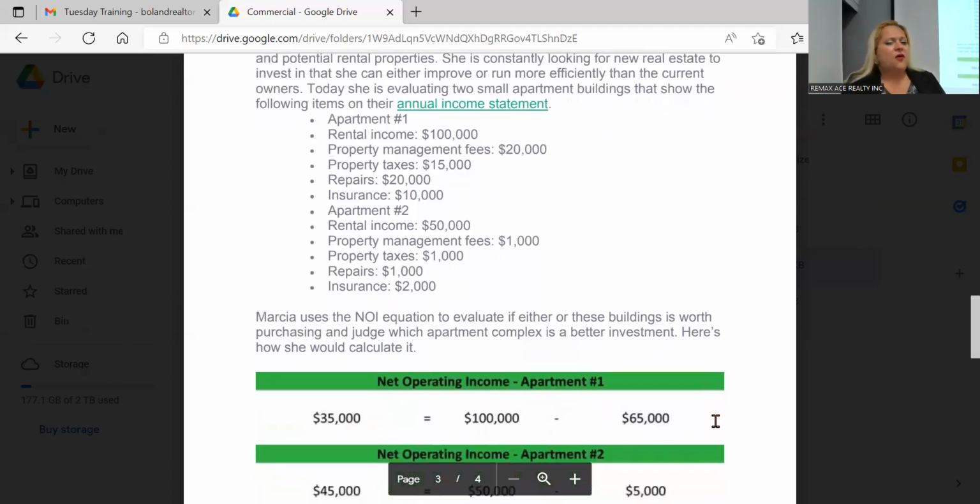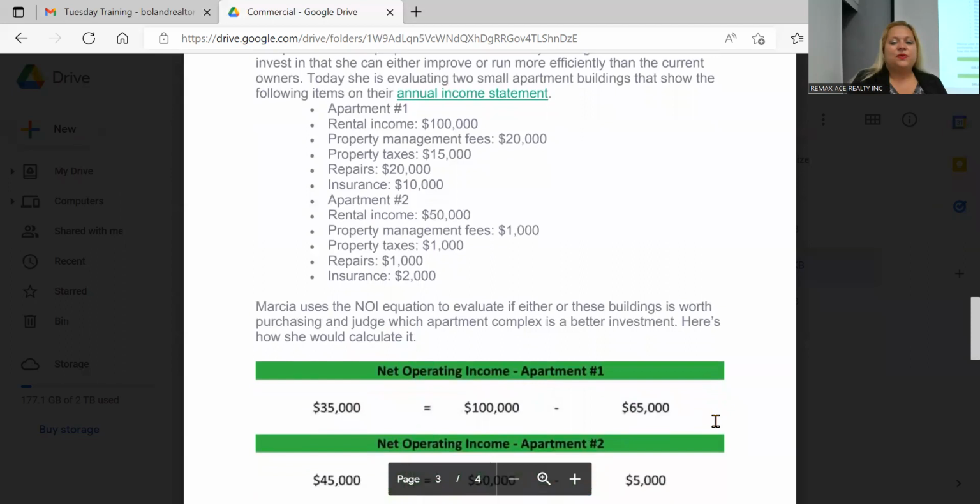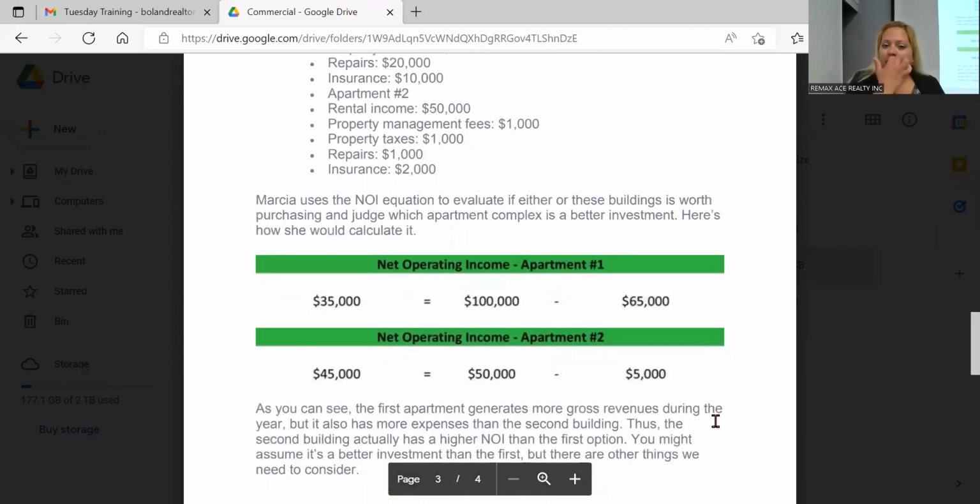Property number 2 has a rental income of $50,000. So you're looking at it, oh wow, it's a lot lower. The property management fees are $1,000, property taxes are $1,000, repairs are $1,000, and insurance is $2,000. So we're going to see what the net operating income is of apartment 1 and 2.